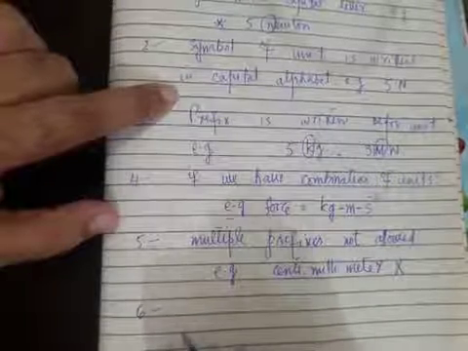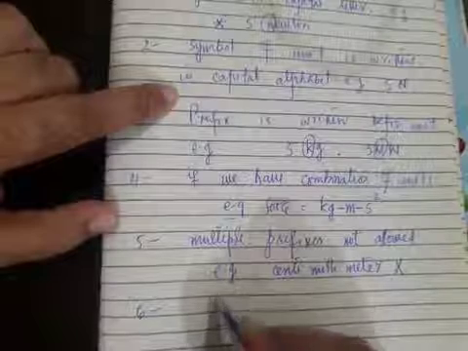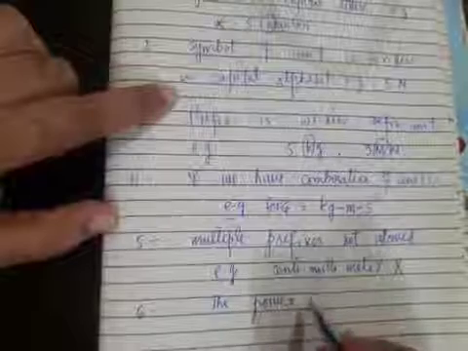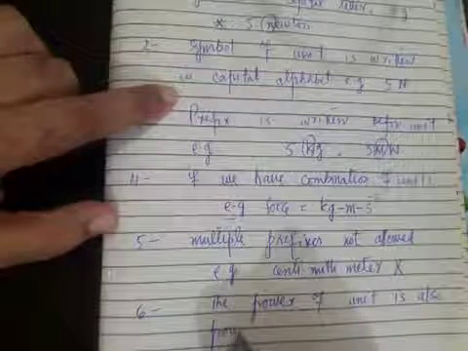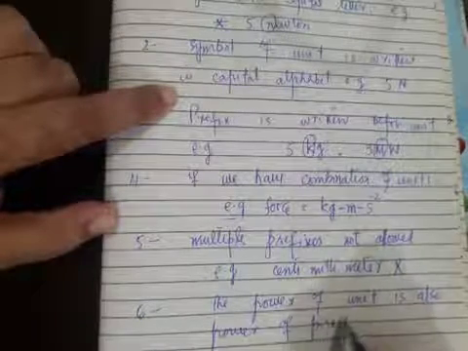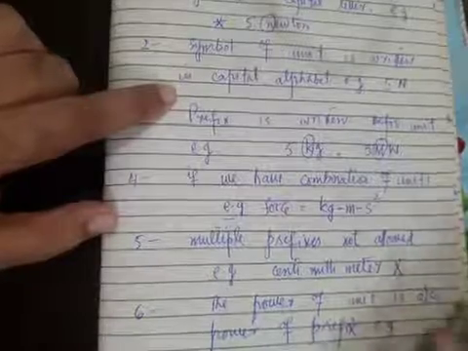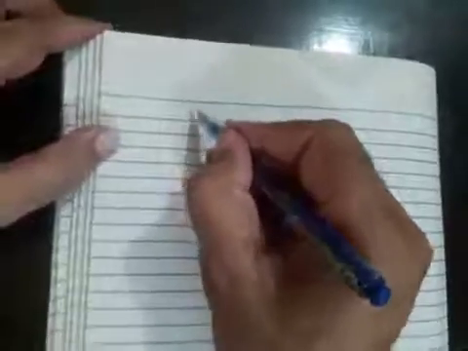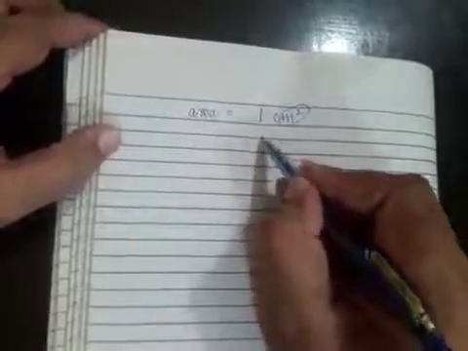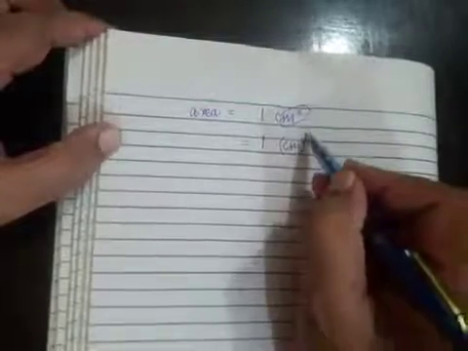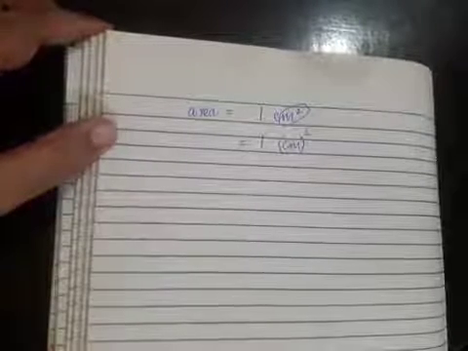There is a rule: the power of the unit is also the power of the prefix. For example, let me have an area of 1 centimeter square. Now look, square is above the meter, but it is understood that in reality it applies to the whole centimeter. So the power of the unit is also the power of the prefix.